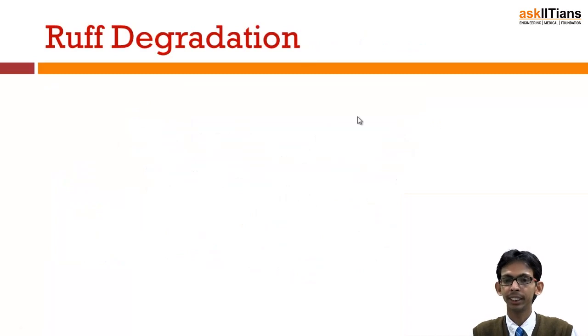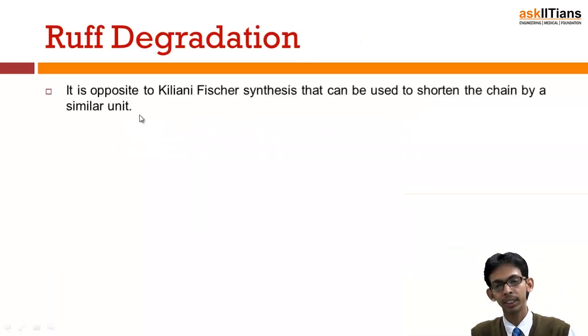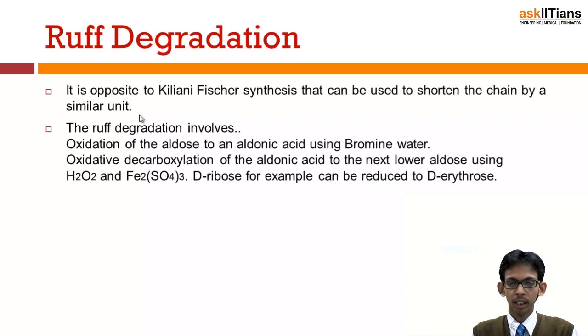Next is Ruff degradation. This is actually opposite to the Kiliani-Fischer synthesis, in that there we increase the carbon chain, but in this we decrease the carbon chain. This involves oxidation of the aldose into aldonic acid. We actually oxidize that aldehydic functional group into carboxylic acid functional group to convert aldose into aldonic acid using bromine water, and then oxidative decarboxylation of that aldonic acid results in a decrease of the carbon chain like this.